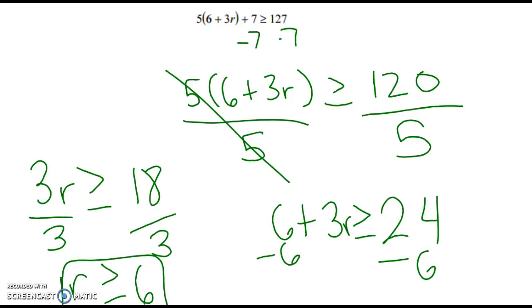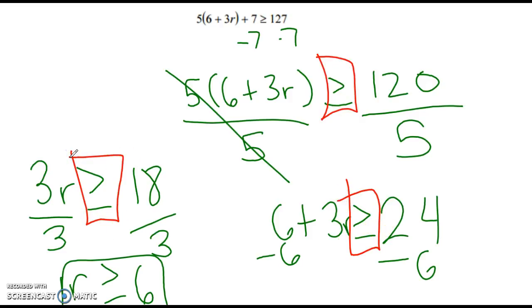So again, these are solved almost exactly the same way as multi-step equations. The only thing that I have to keep track of is which way the sign is facing. And the sign faces the same way unless I divide or multiply by a negative number. Let's try one more example.